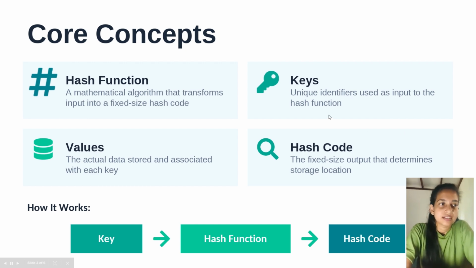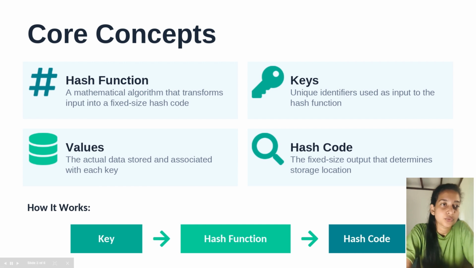Then keys. These are the unique identifiers you are working with, like a student's name in our example or a user ID in a database. Then values. This is the actual data you want to store or retrieve, like the student's grade or a user's profile information. Then hash code is the output from the hash function. It is a fixed size number that tells us exactly where to store or find our data.